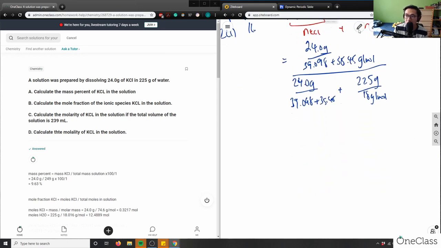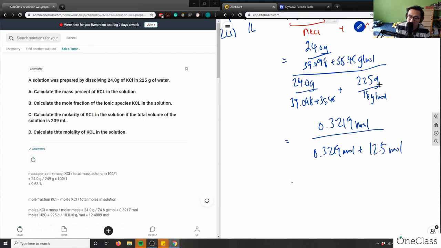So now we can plug this all into our calculator and get the mole fraction here. Let's calculate that. We have 24 divided by 39.098 plus 35.45. My writing is really bad. This would give me 0.3219 moles. And then plus our moles of water, which is 225 divided by 18, which gives us 12.5 moles. And then this equation now becomes really nice, right?